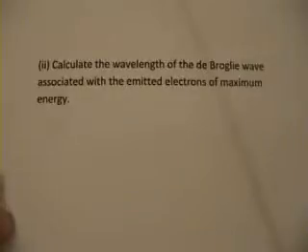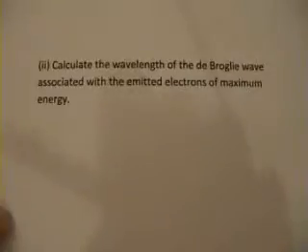The last part of the question asks you to find the wavelength of the de Broglie wave associated with the emitted electrons. You've got to remember that a photon comes in, hits the metal surface, and an electron is emitted from the surface and is moving away. Whenever particles are moving, we can sometimes think of them as being waves. In this case, we're asked what wavelength we could think of that electron as having, if we think of it as a wave.